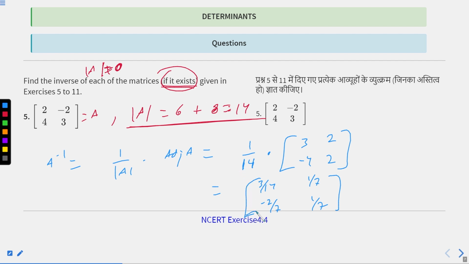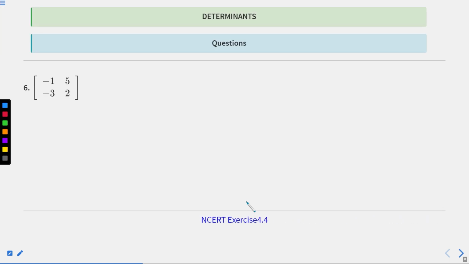Clear? This will be your A inverse. Okay. Let us move to the next problem. Problem number 6. It's quite simple. Find the determinant of A. The determinant of A will be just multiply with this. What you will get? Minus of multiply with this. What you will have? Minus of 15.